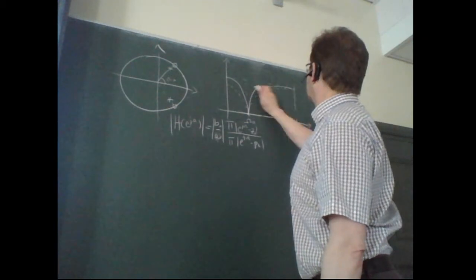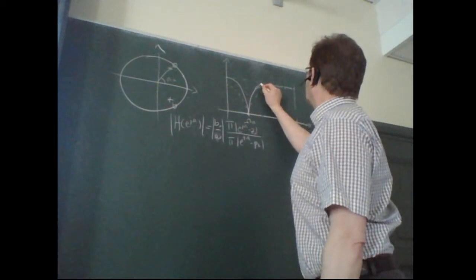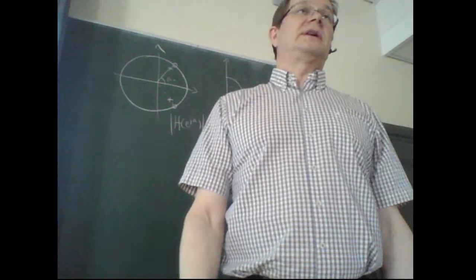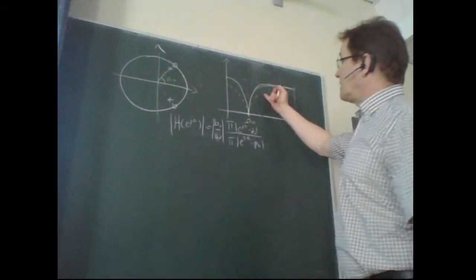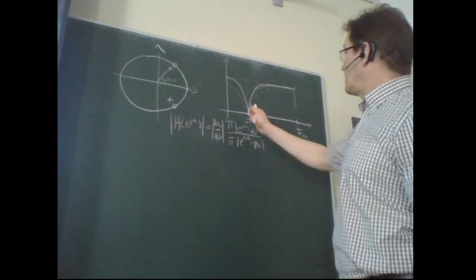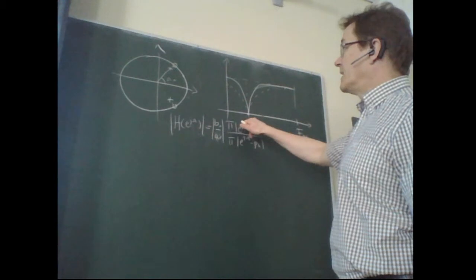It's actually better than that. So we have nice unity gain on the pass band, and then we have the notch band, the stop band right there, where the center frequency is omega n.